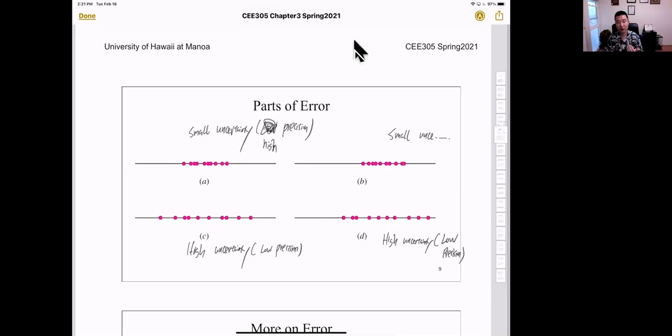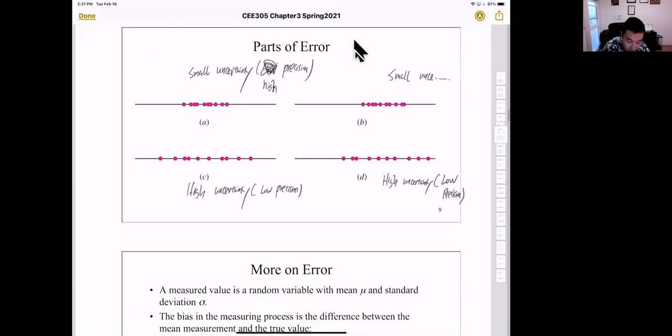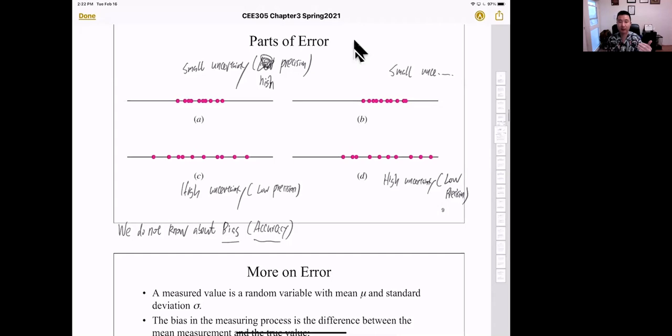Okay. However, because we do not know the true value, we do not know the accuracy or the bias. Okay, so we do not know about bias or accuracy. Because we do not know the true value, and the bias and accuracy is determined by the difference between the true value and the measured value.